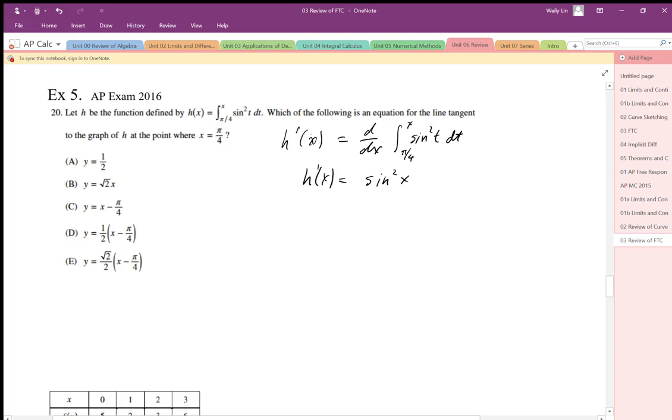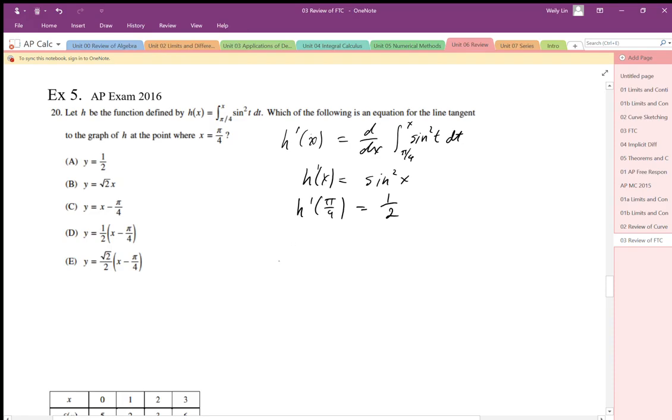We can just use the fact that the derivative and integral cancel each other out, or undo each other, and then we want to know what the equation of the tangent line is. So we want to find the slope at pi over 4. Pi over 4 is going to give us 1 over root 2, and squaring that, that's my slope. I need my y coordinate at x equals pi over 4.